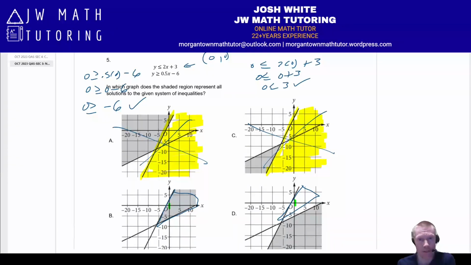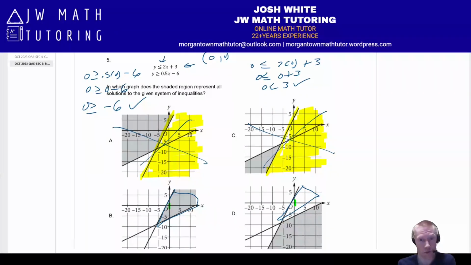Also note that when you have a linear inequality here, if you have the y on one side alone by itself and everything else on the other side, then what's going to happen is if it is less than, you shade below the line.